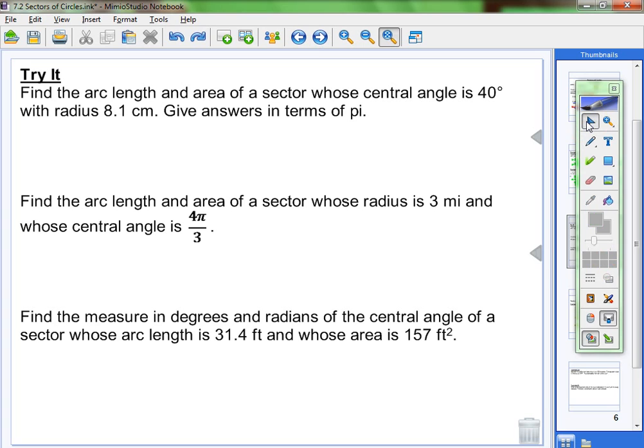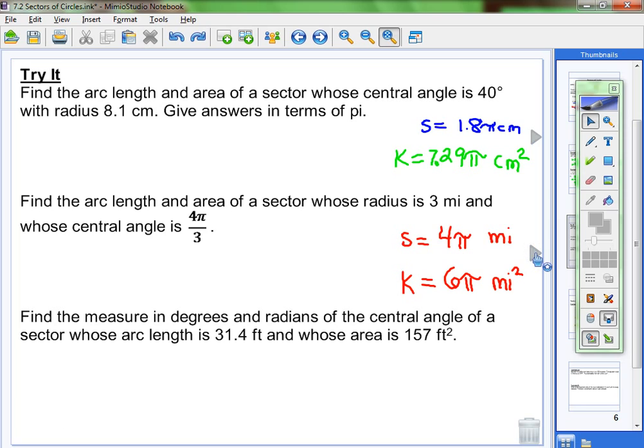Alright, the answers that you should have gotten are, for number 1, that the arc length is 1.8 pi centimeters, and the area is 7.29 pi centimeters squared. For 2, the arc length is 4 pi miles, and the area is 6 pi miles squared. And for 3, apparently I don't have the answer already prepped, so we'll do that one together.